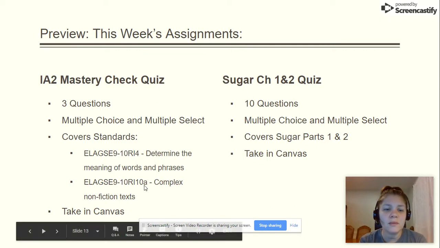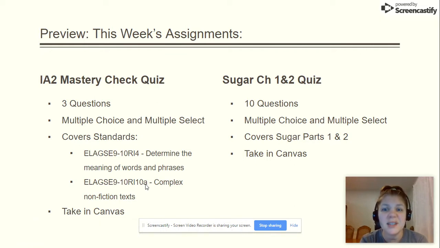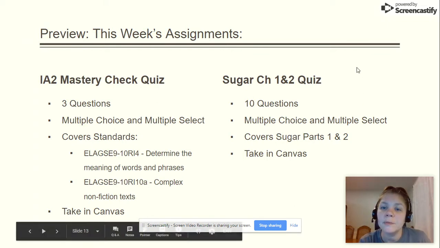And RI10 simply means this is difficult text. They're your 10th grade appropriate texts as far as trying to figure out what the words mean, as opposed to using like a fourth grade text or something like that. So there's your mastery check quiz one.